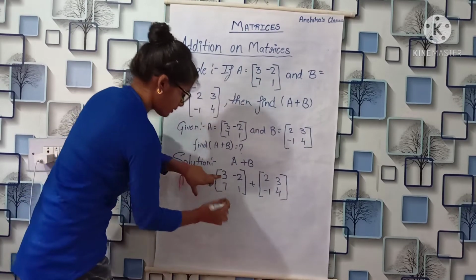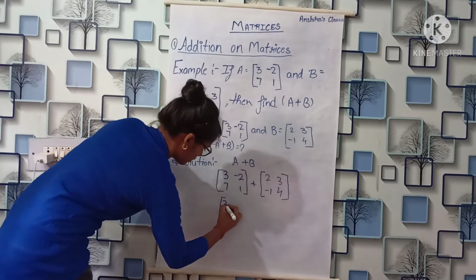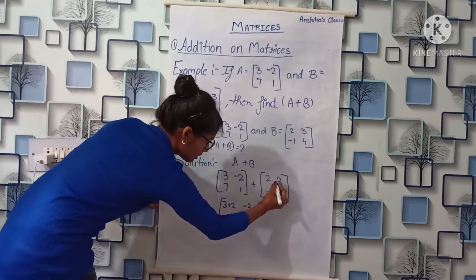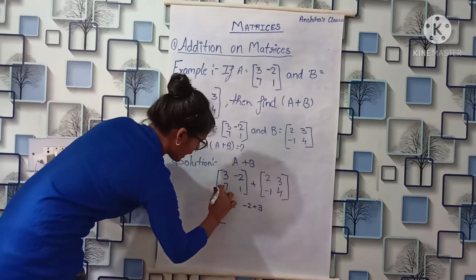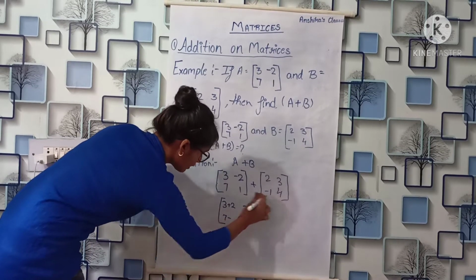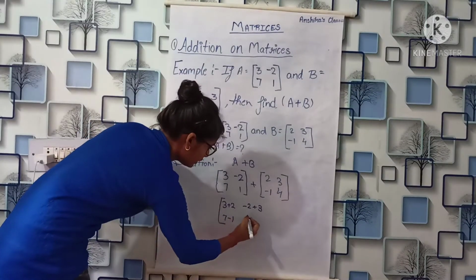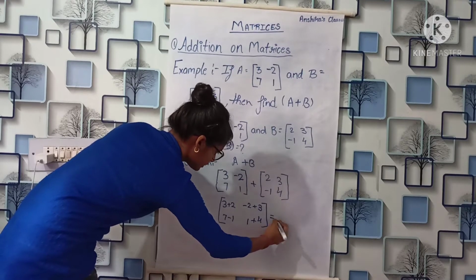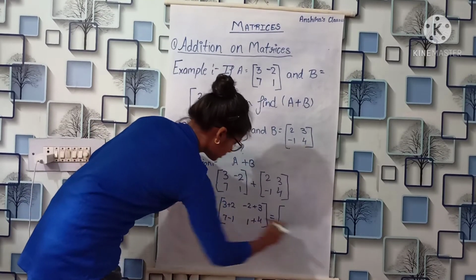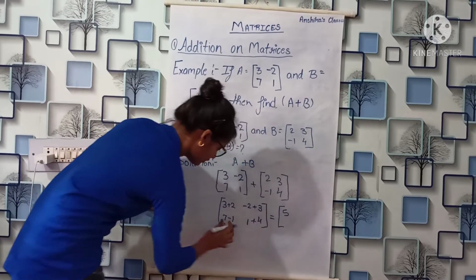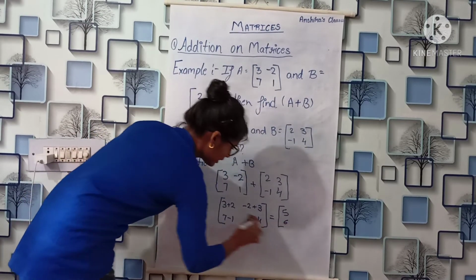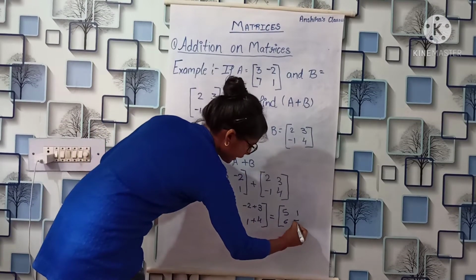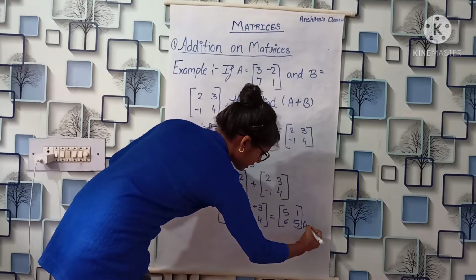So 3 plus 2, minus 2 plus 3, 7 plus minus 1, which is 7 minus 1, and 1 plus 4. Then solve them. 3 plus 2 is 5. 7 minus 1 is 6. Minus 2 plus 3 is 1. 1 plus 4 is 5. This is the answer.